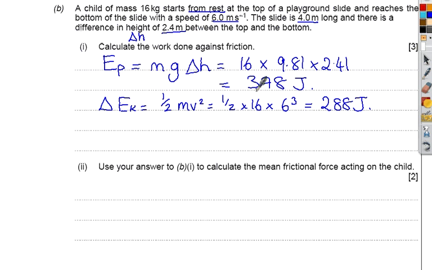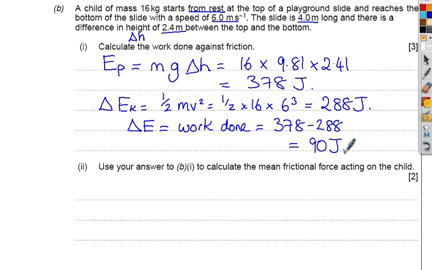The kinetic energy at the bottom is lower than the initial potential energy. So the change in energy is the work done, which is the difference. So 378 minus 288, 90 joules. So that's the work done against friction.